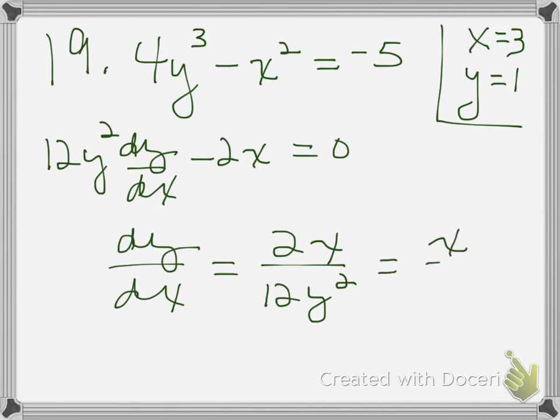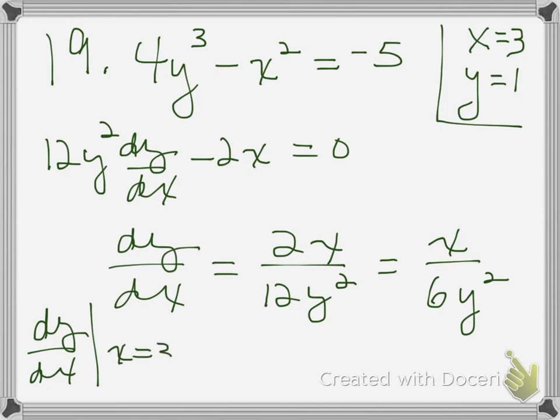It is worth dividing both sides by 2 and canceling. Okay, so that's what I have, x over 6y squared. So dy/dx evaluated where x equals 3 and y equals 1 equals 3 over 6 times 1, which is just 6. So that reduces to 1/2, and that is my slope. Okay, that brings us to 21.